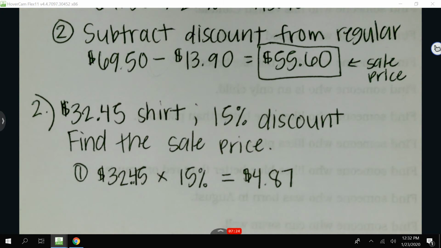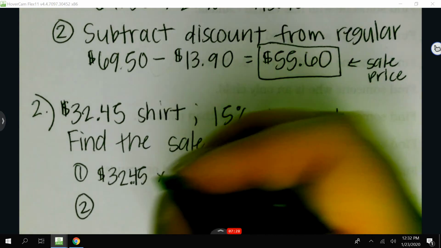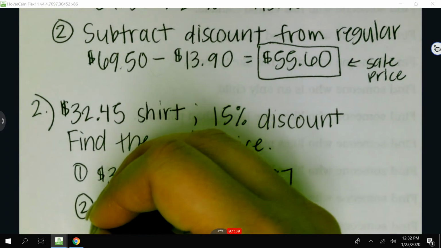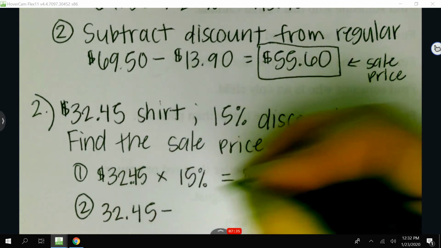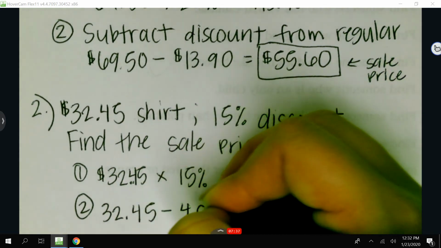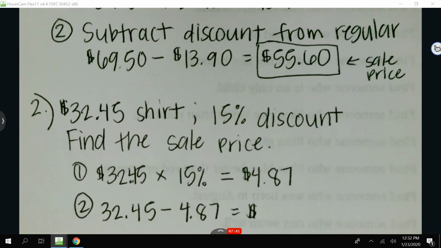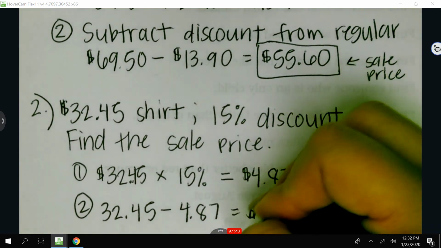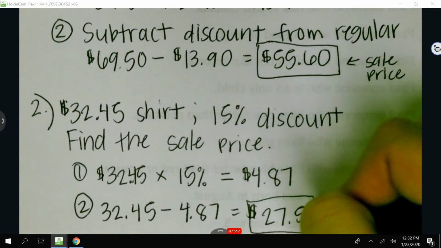Is that my answer? No. What do I need to do now? Subtract it from what? From your original price. So $32.45 minus $4.87. What are you paying? $27.58.